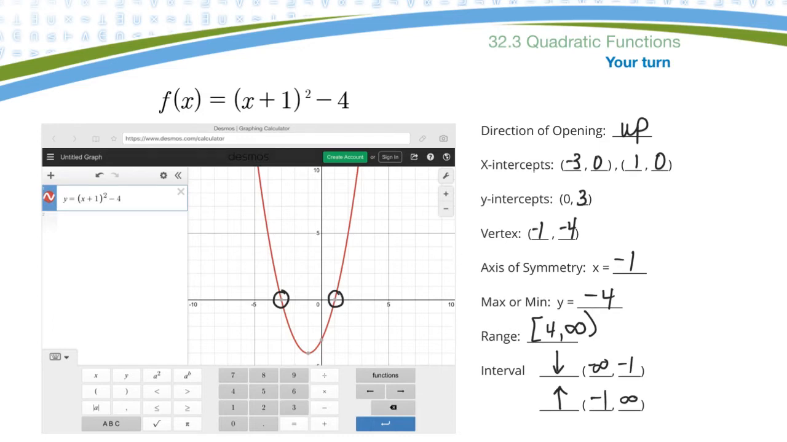Okay, I just did it. Compare your answers with what I got here and see if you are correct.